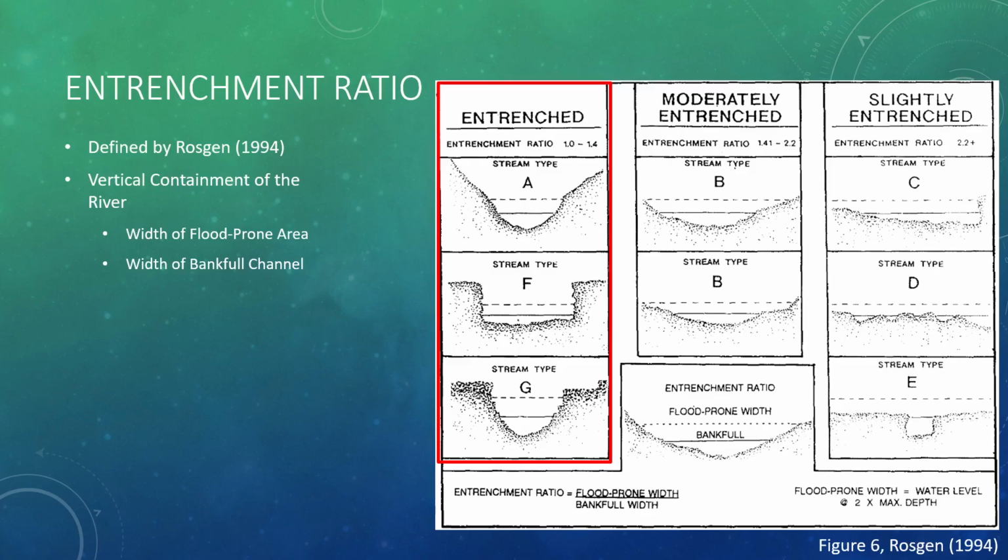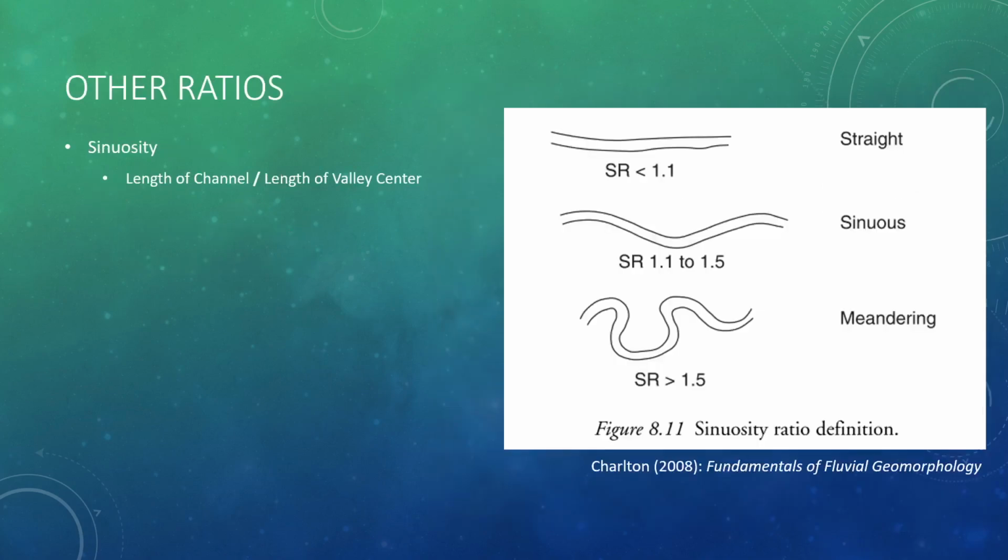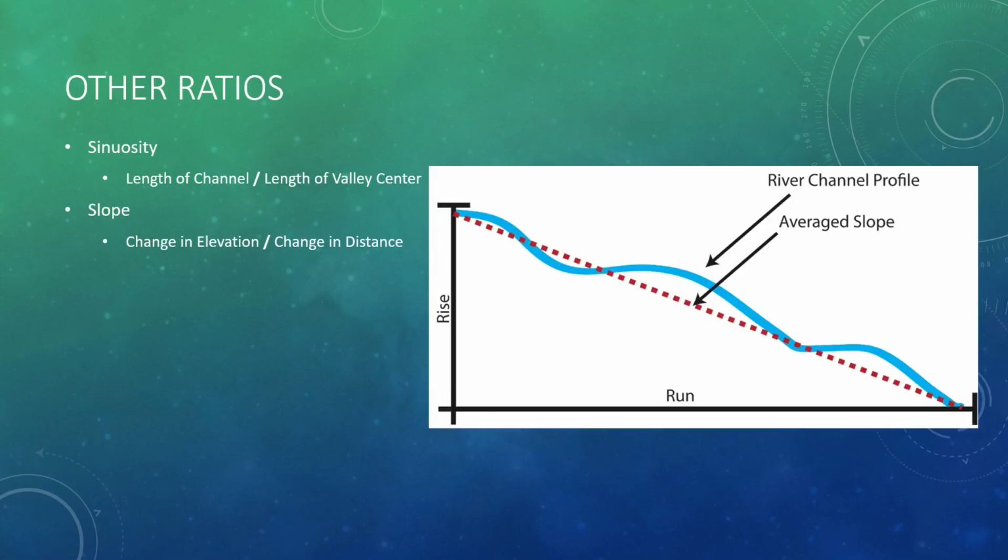to the adjacent land. And finally, we'll briefly look at a few other ratios that are related to the planform of the river rather than its cross-section. Some of these, like sinuosity, which is the distance measured along the channel against the distance along the valley center, or slope, which is the change in elevation between 2 points against the distance between those 2 points along the channel, we've talked about in other videos. I'll link those in the description in case you're in need of a refresher.